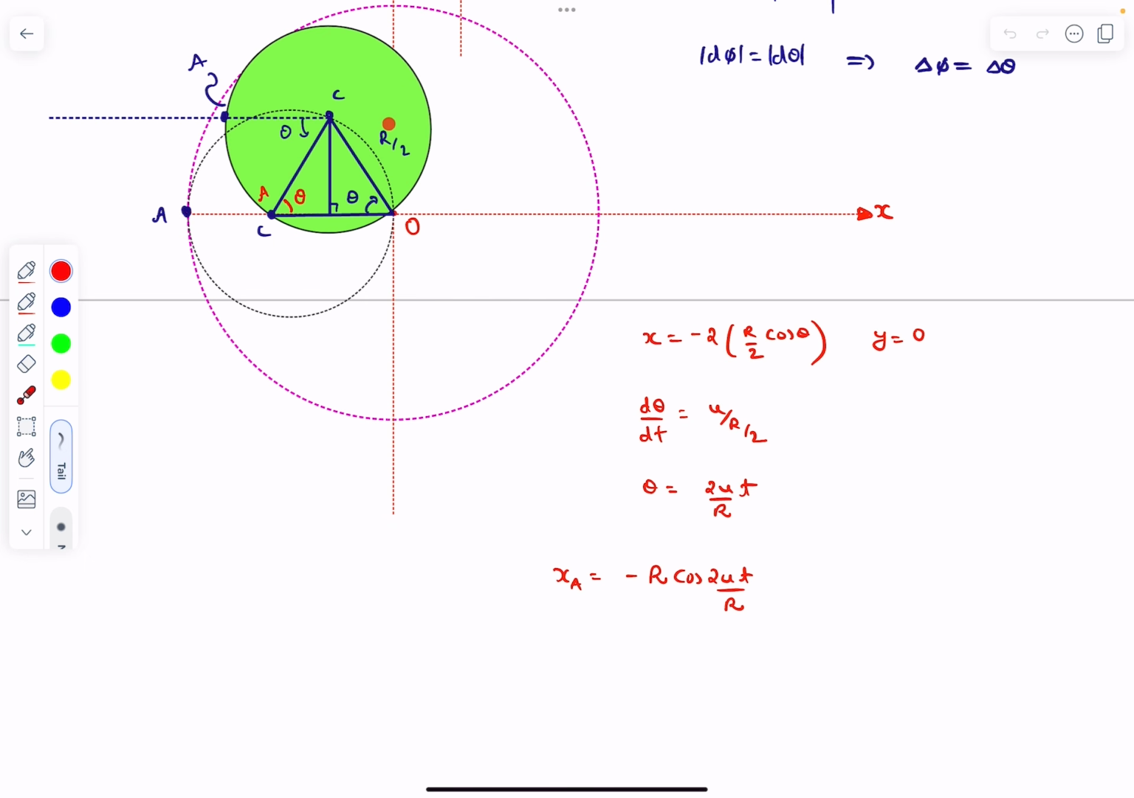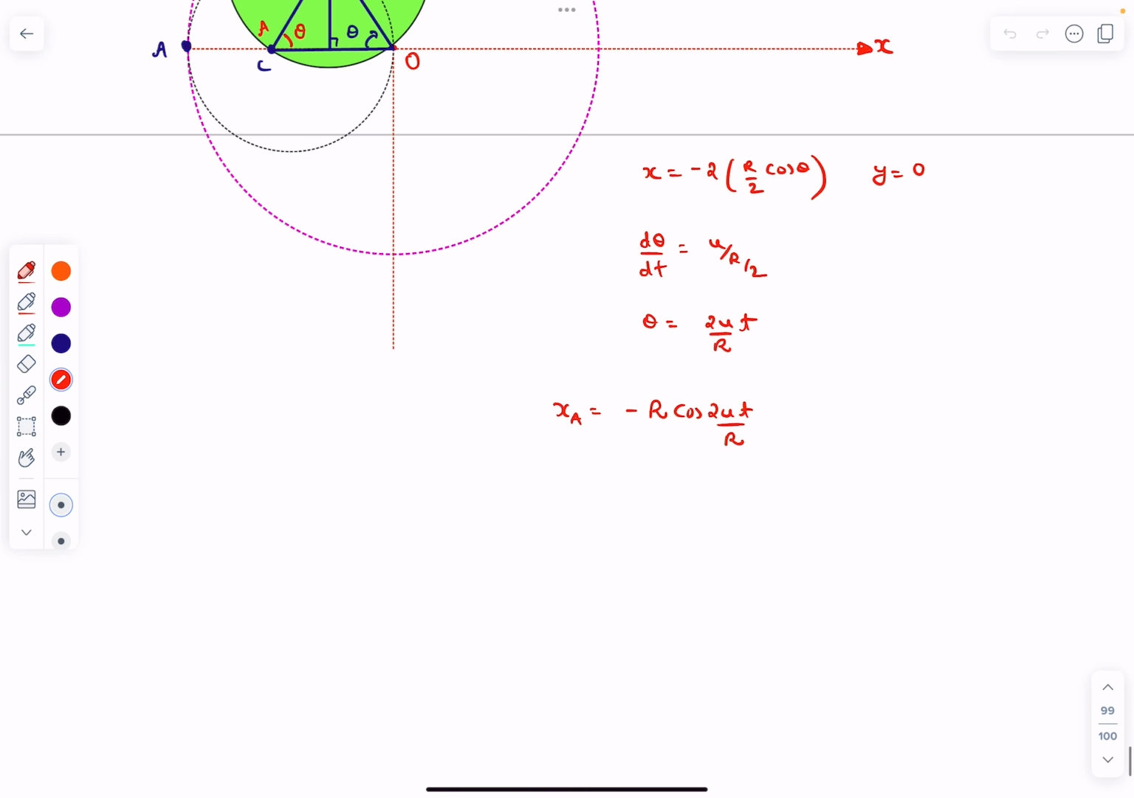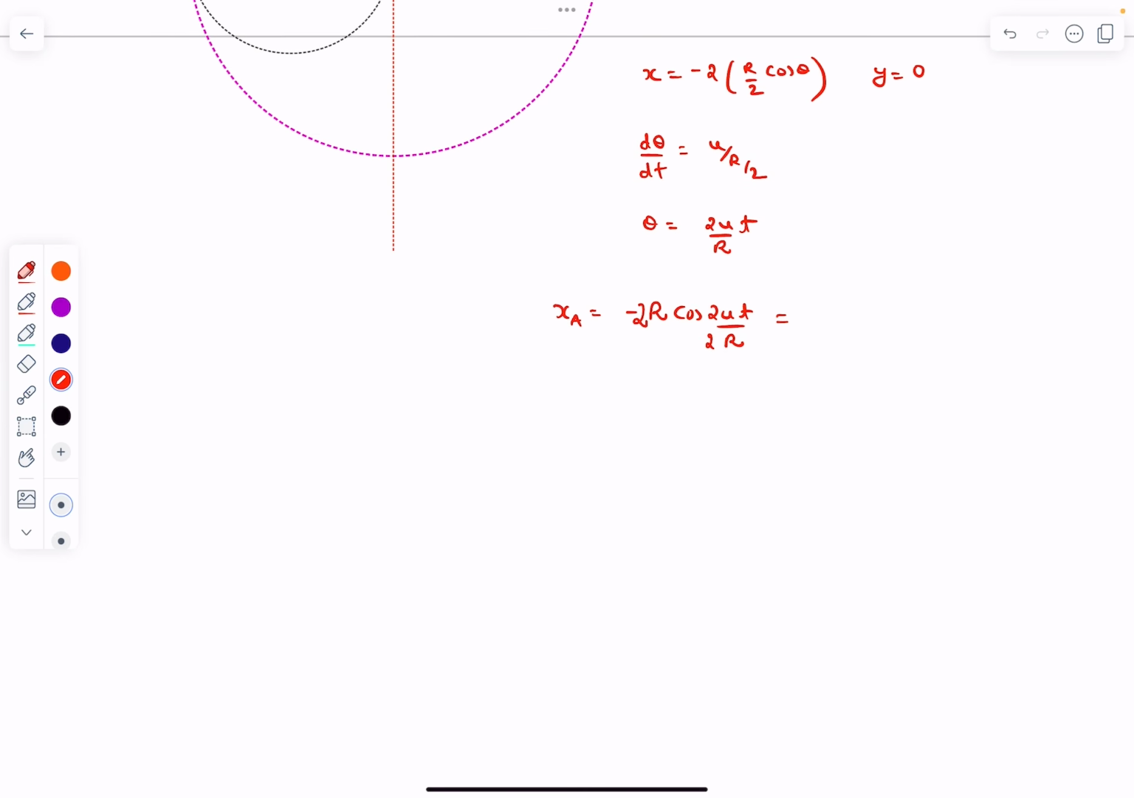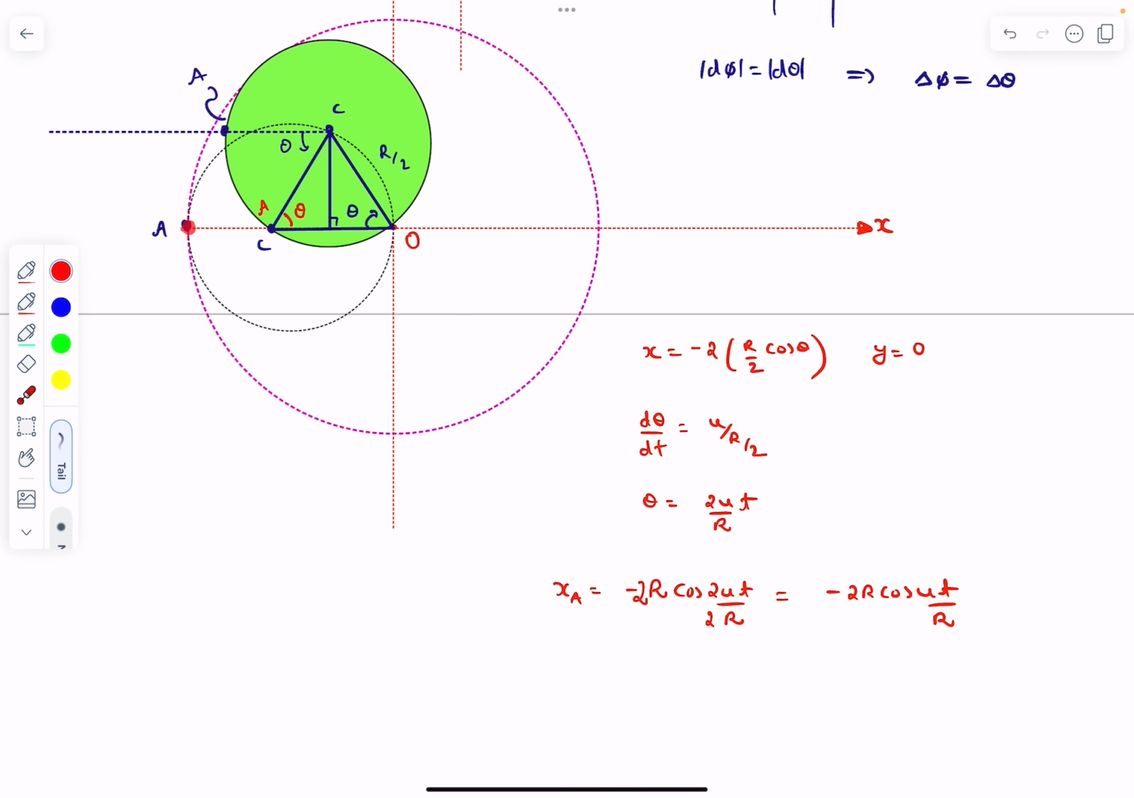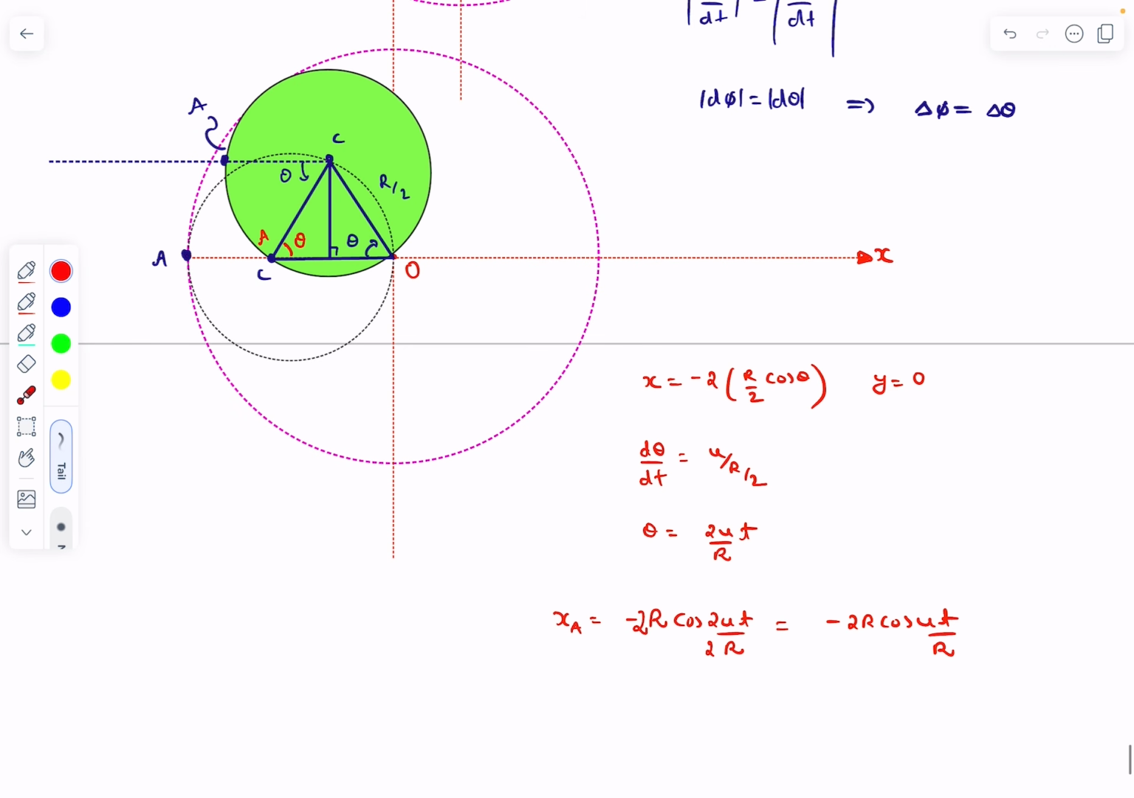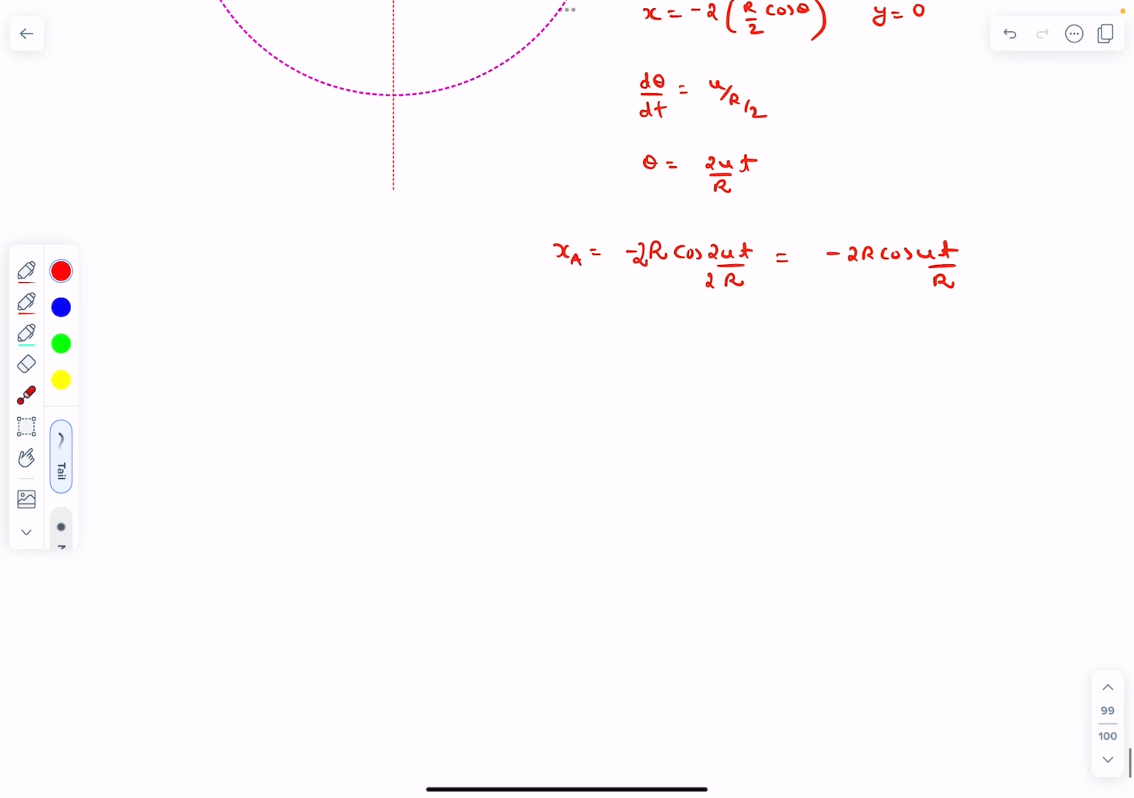Okay guys, so I made a slight mistake. The radius of the larger sphere was 2r and the smaller one was capital R. So basically we'll multiply everything with 2, right? So that will yield the answer minus 2r cos of ut divided by r. So the point A is going to be performing an SHM in the x direction, basically. So yeah, that was the answer to this question.